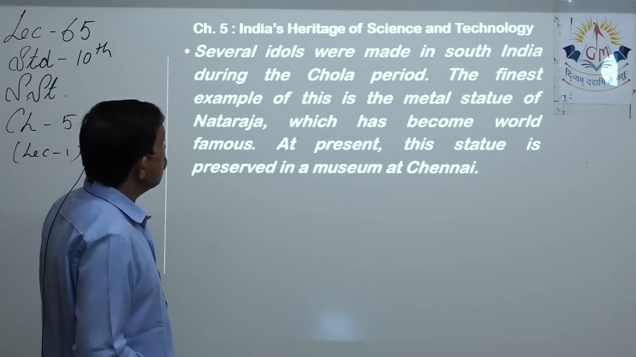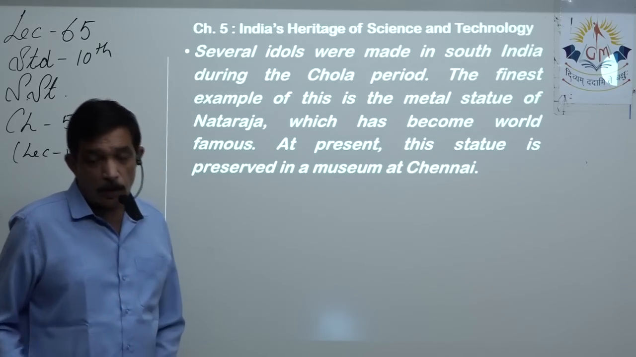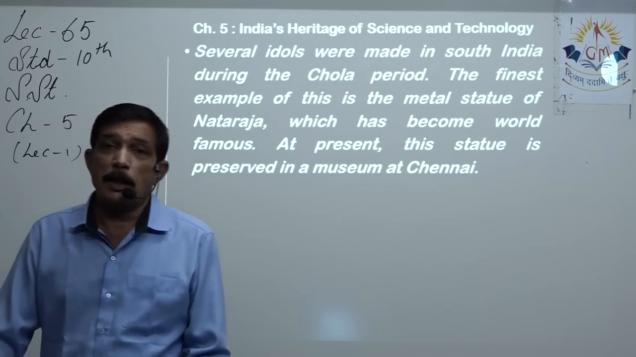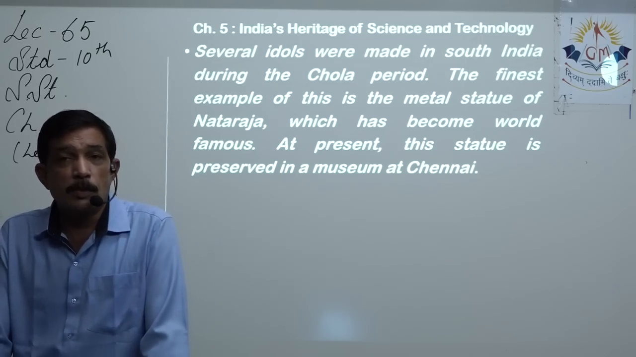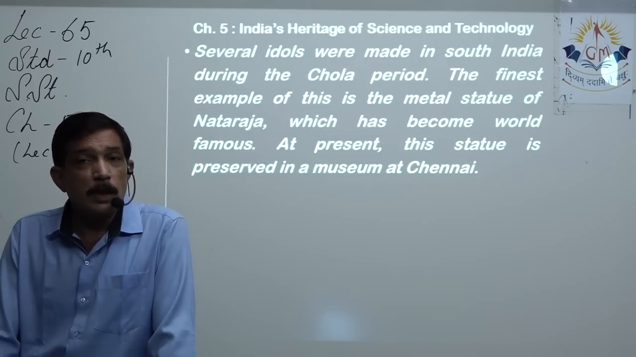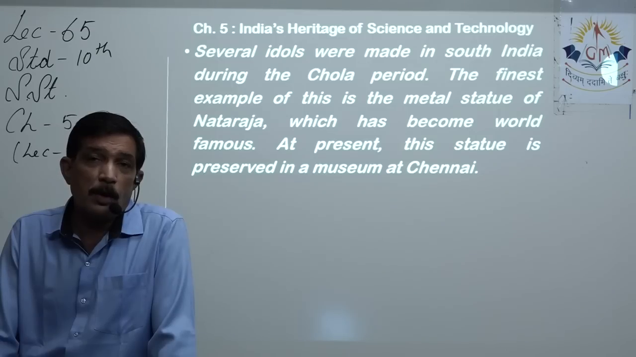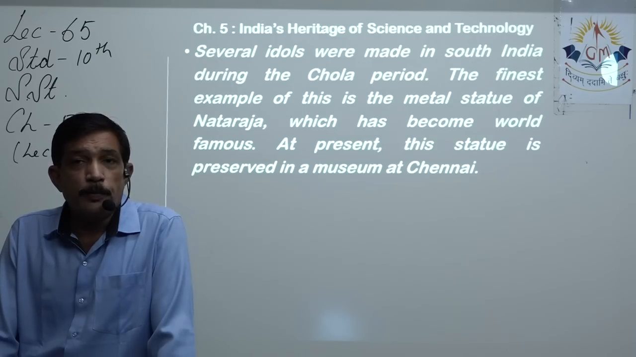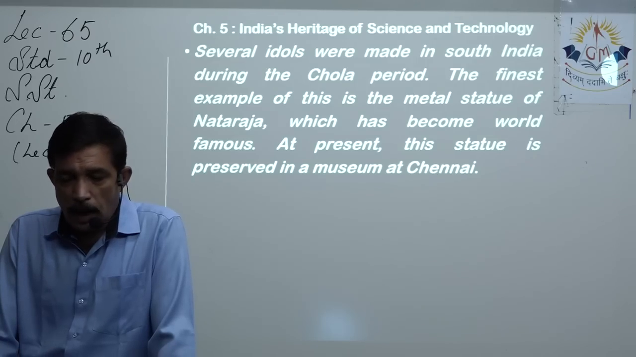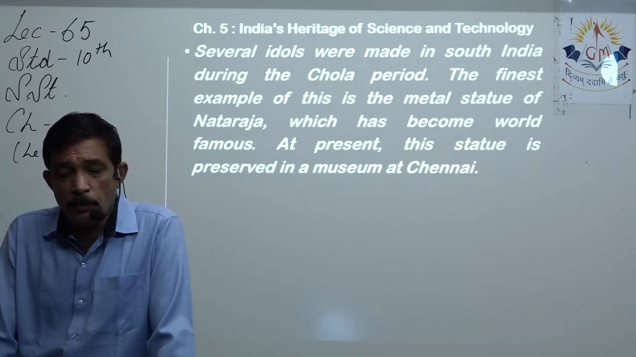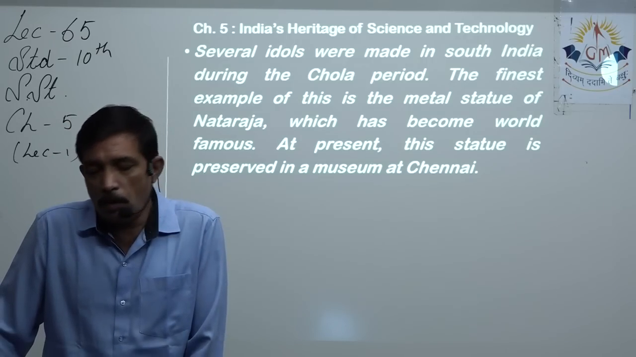Then several idols were made in South India during the Chola period. By that time, that is the bronze age, as we call it, people had been using iron, but more they had been using copper, and then they found aluminum. So this way lots of minerals were found. In the Chola period, we find very fine idols of gods and goddesses made from metal.